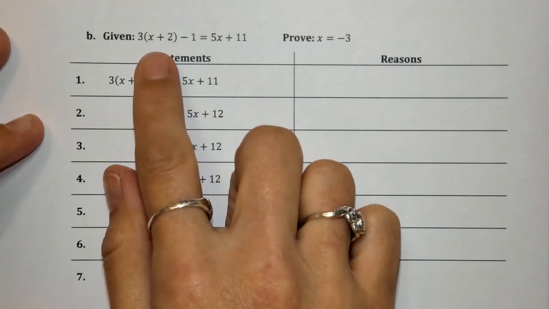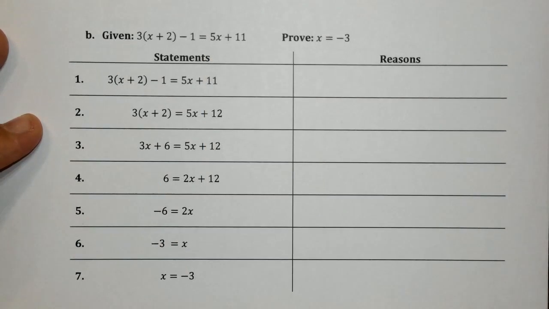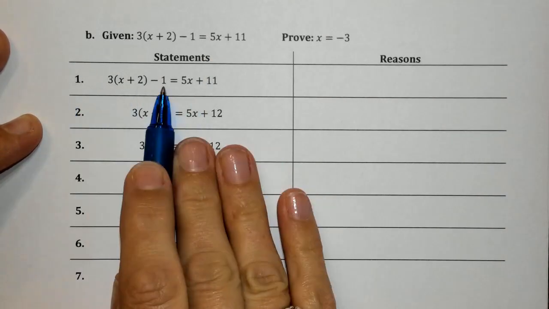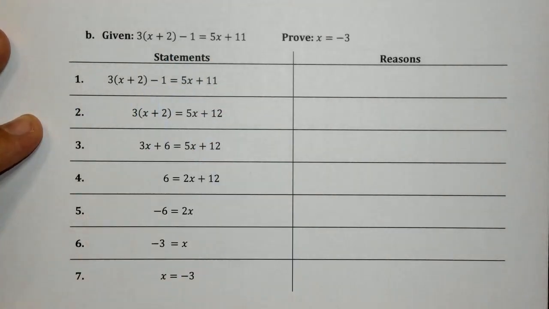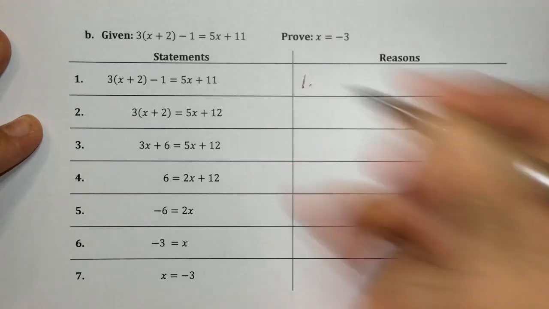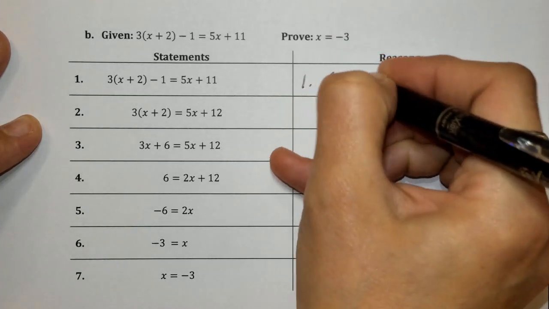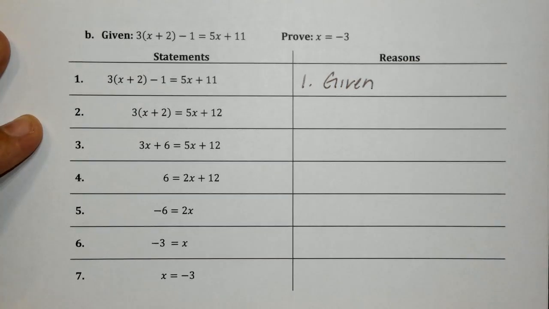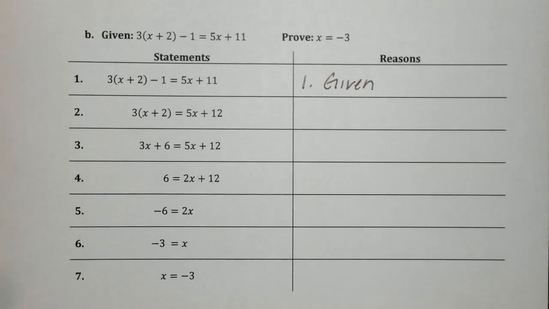So here, let's take our next problem. We have this problem right here, and they went ahead and wrote statement number 1, always what is given, and our reason. Why did we write that? Make sure you number it. Every single time, given is the first reason. First one in here, write the word given.